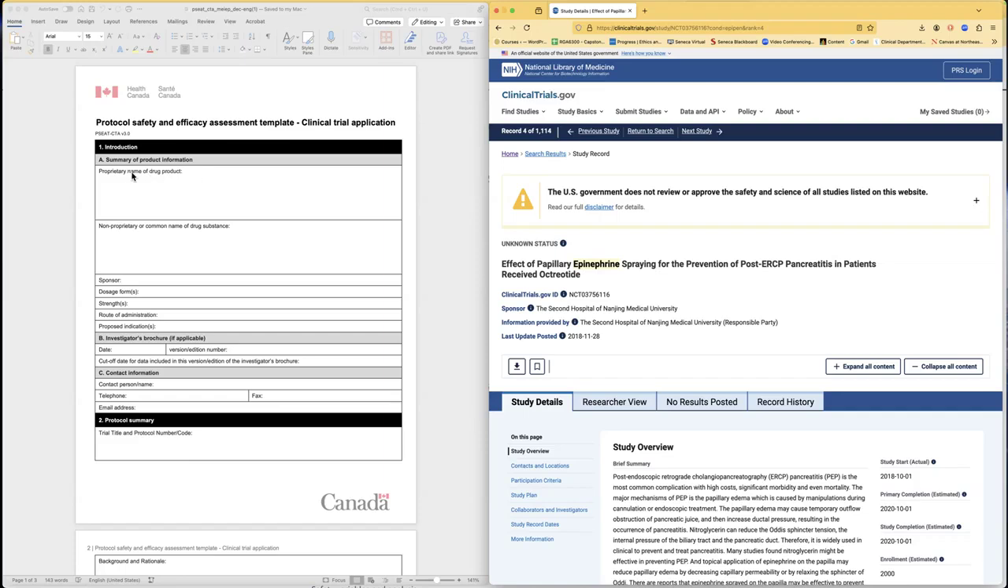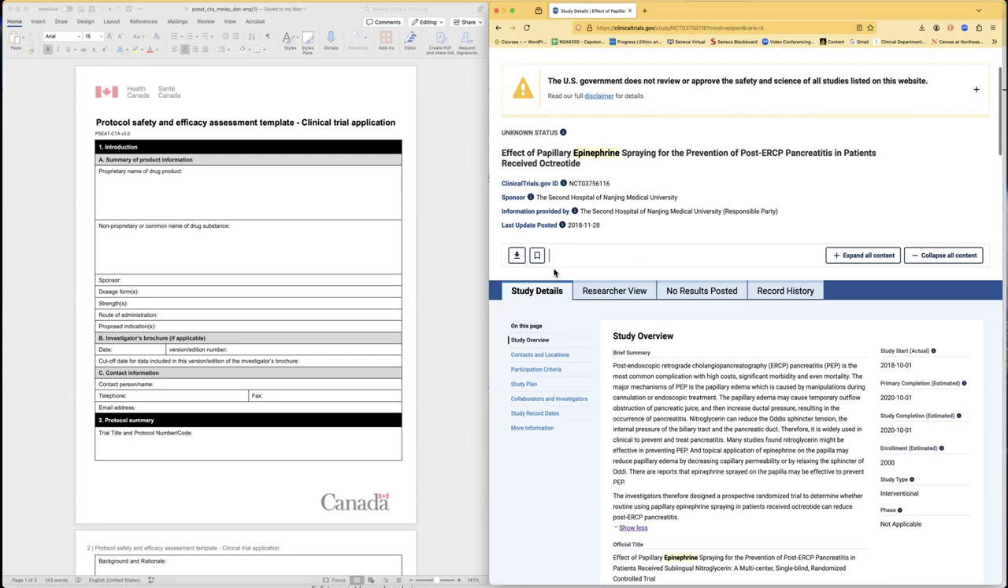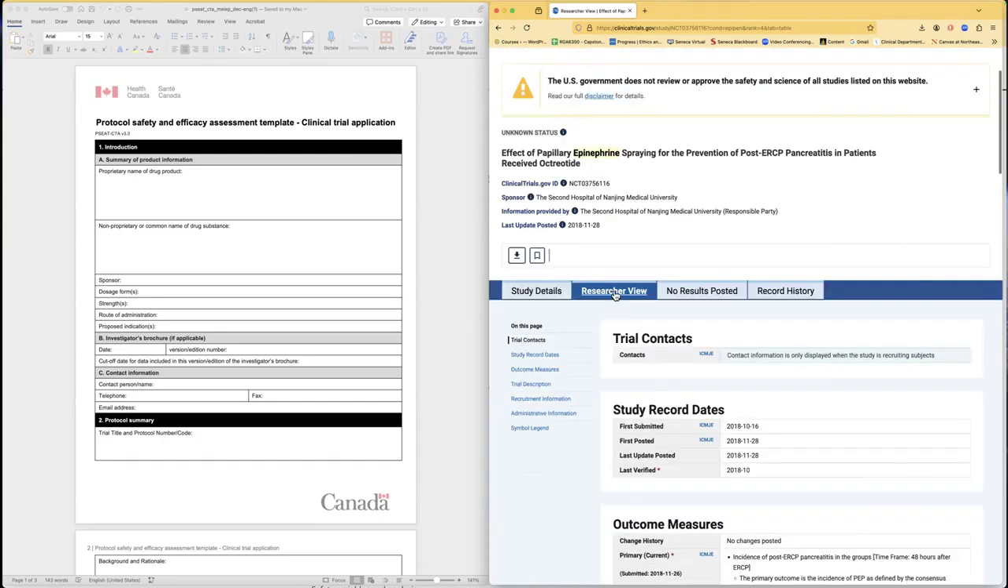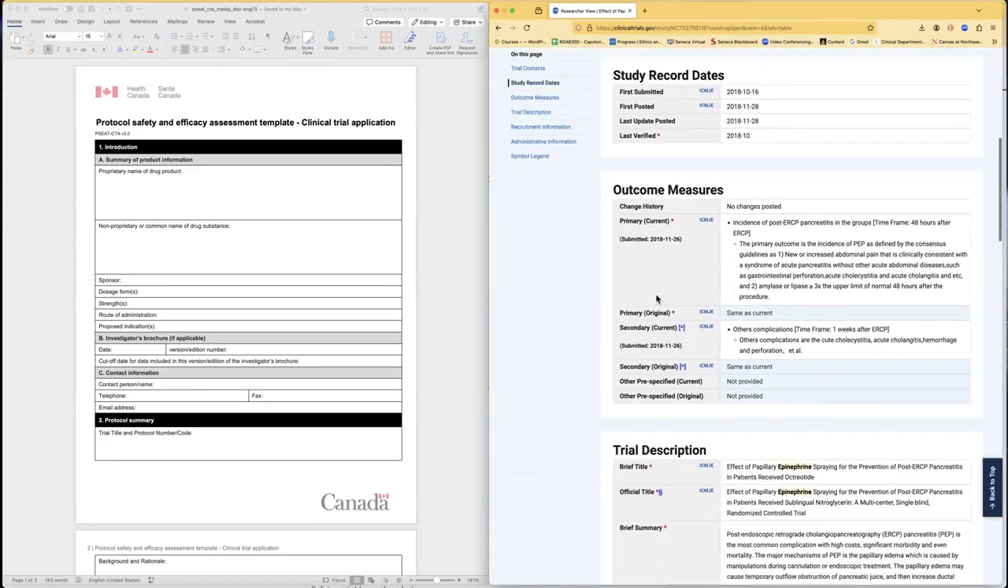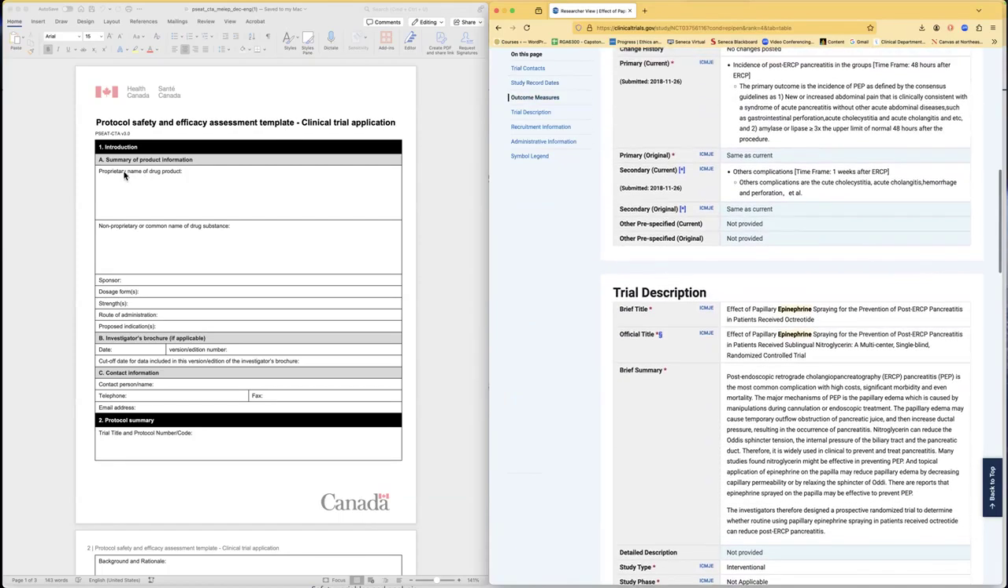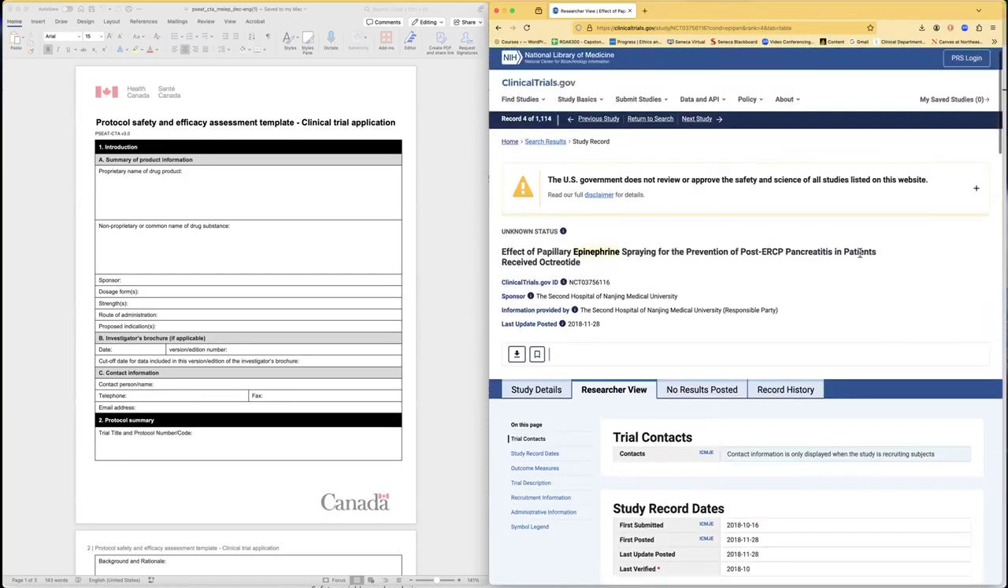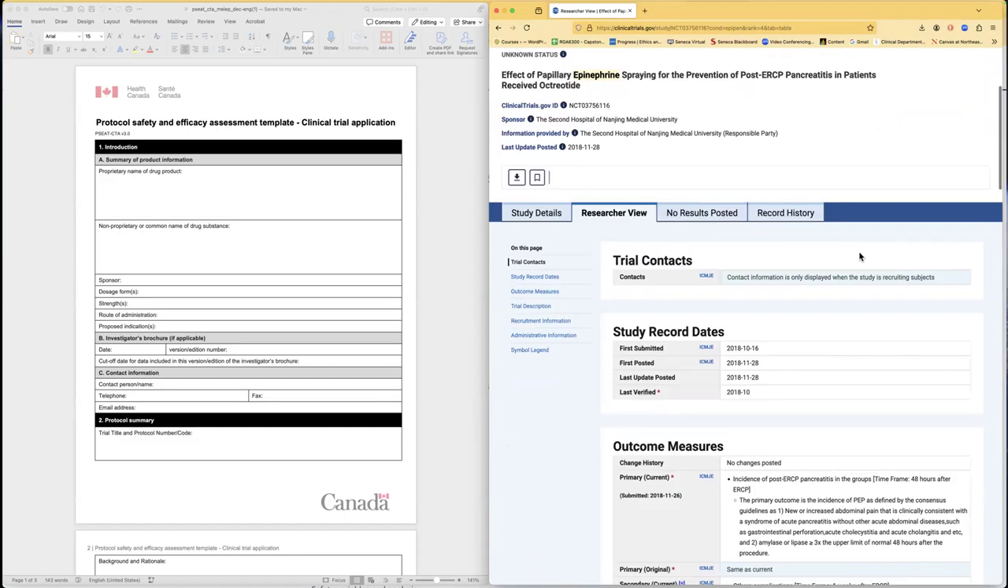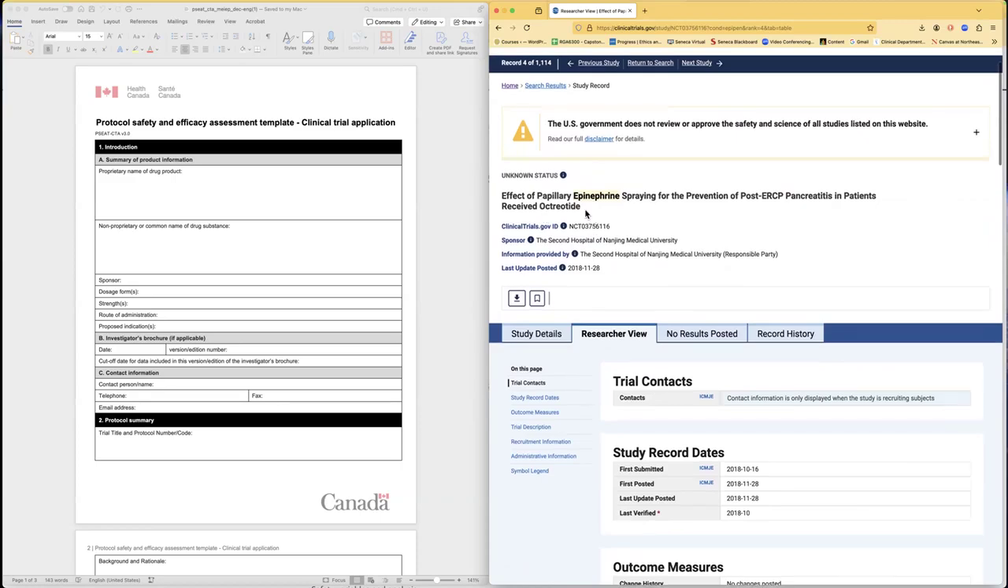So the first thing is the proprietary name of the drug product. Here, the proprietary name of the product is epinephrine, okay? By the way, you can also look into not just the study details, but also the researcher view. In this case, it gives you maybe a much easier interface to search. So here, this is the proprietary name. We are going to see it has just epinephrine, so we just write epinephrine. It doesn't have it, so I'm just searching for that. It's just epinephrine spraying.